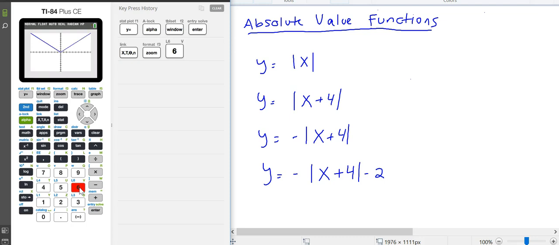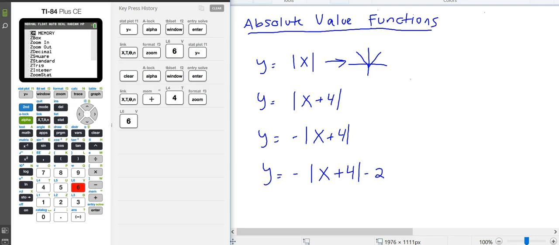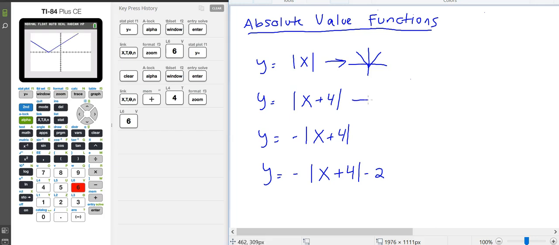So that's what a very basic absolute value function looks like. It looks pretty much like a V. Let's graph another one. Let's graph y is equal to the absolute value of x plus 4. So alpha F2 again. Absolute value of x plus 4. And zoom 6 for zoom standard. So now since we added the 4 inside, we just shifted our graph over to the left, 4 units to the left. Our graph now looks like that.